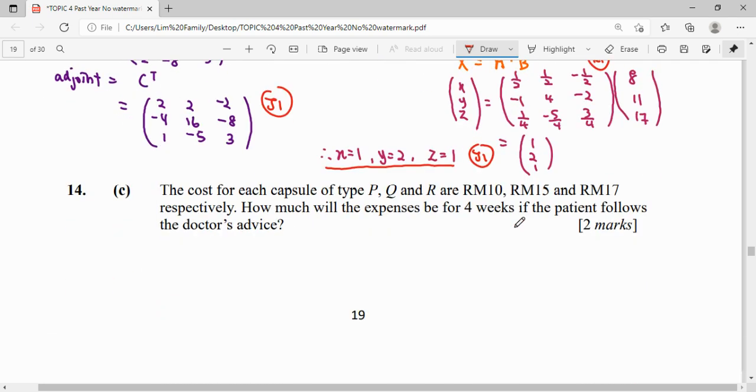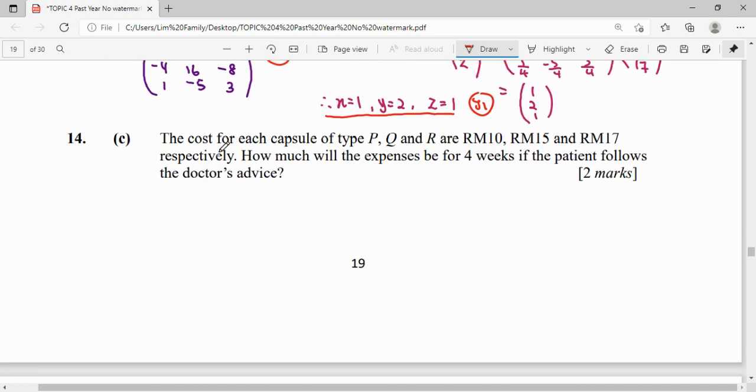And then we are going to see question C. They say for every capsule here, the cost will be 10 ringgit, 15 and 17, which means this capsule is 10 ringgit, this capsule is 15, and this capsule is 17 ringgit. So how much will the expenses be for 4 weeks if the patient follows the doctor's advice?